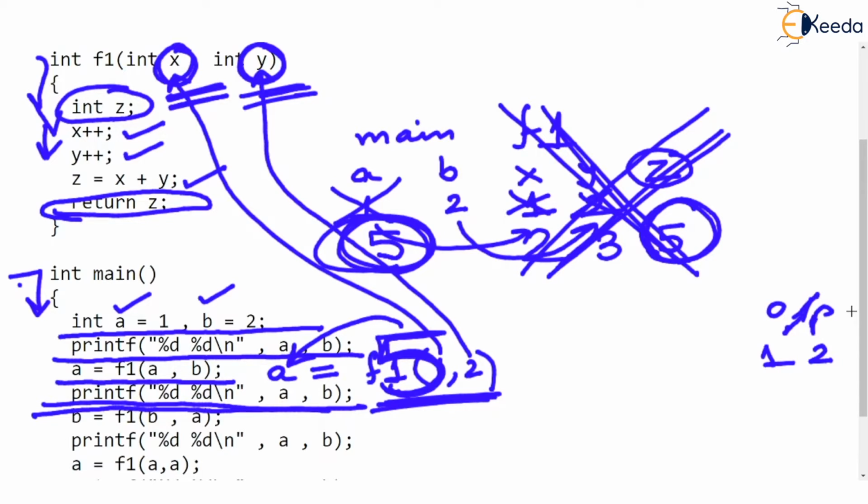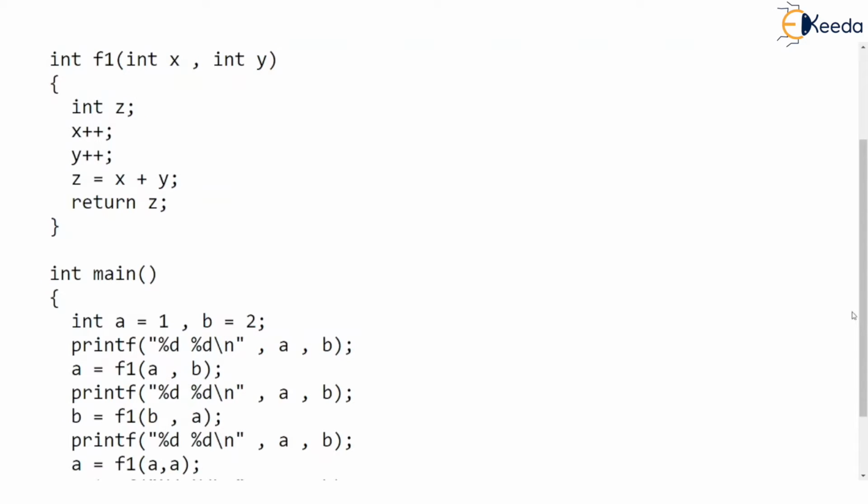Remember, I'm just erasing the screen. The value of a in main is 5. It's no more 1. The value of b is 2. And the output currently printed is 1, 2. Okay, so I'll just erase the screen.